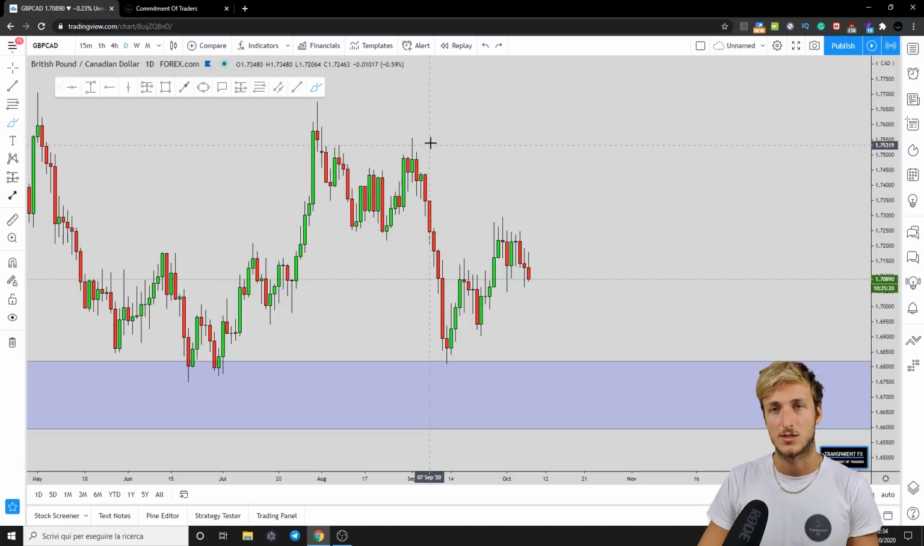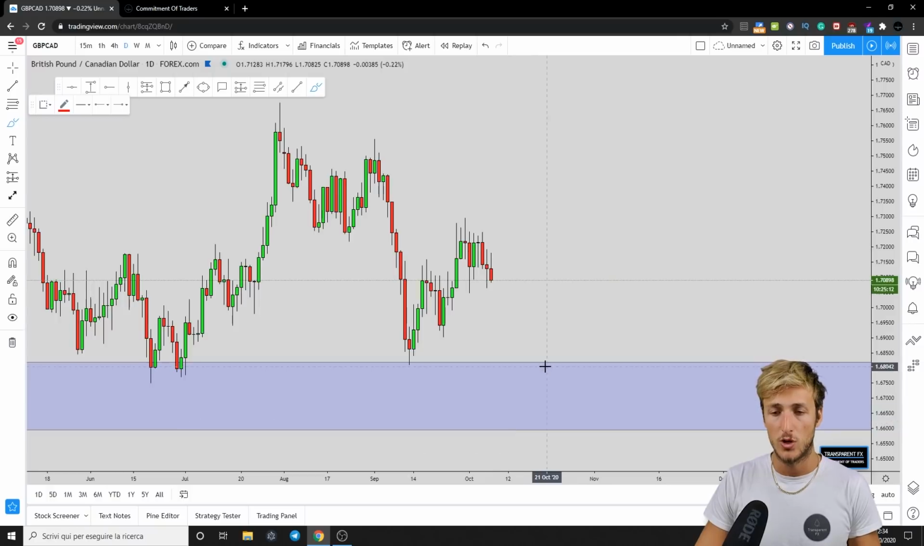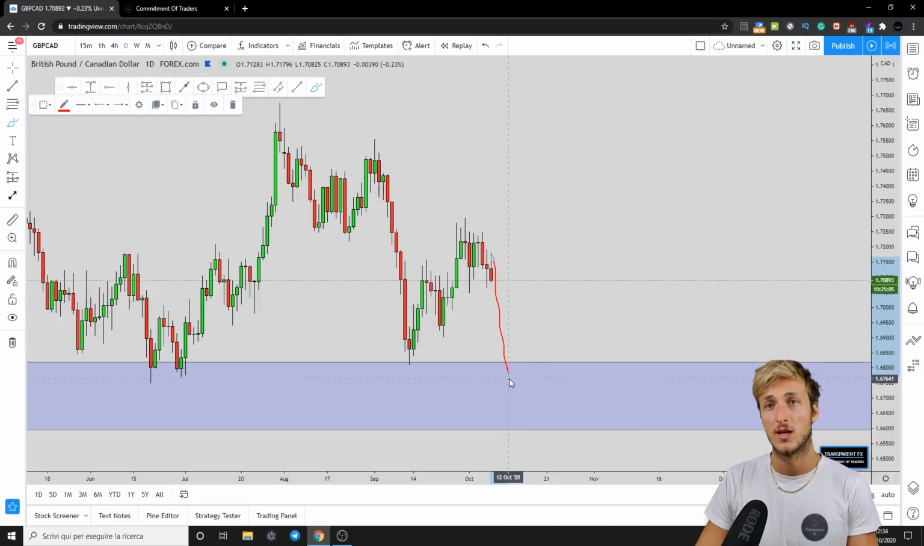But what is the next opportunity for GBP CAD? Now, as we have just seen on the monthly, we would like to see the market fill in that wick. However, we also know that on the monthly we have this support. Therefore, we could expect the market to go and test this support, filling in the wick on the monthly and then rejecting the support to the upside.